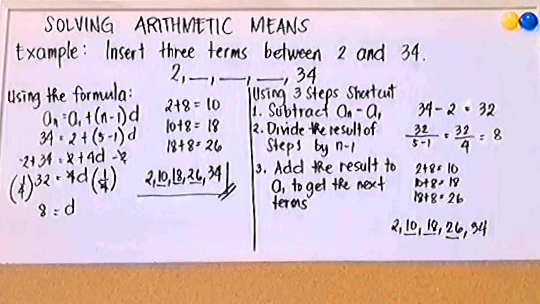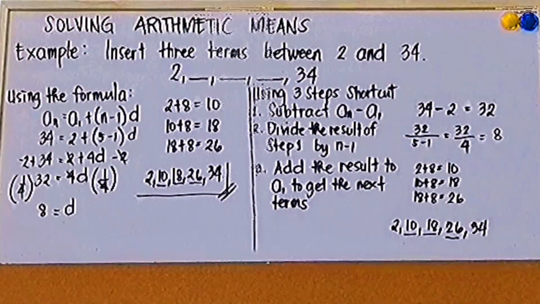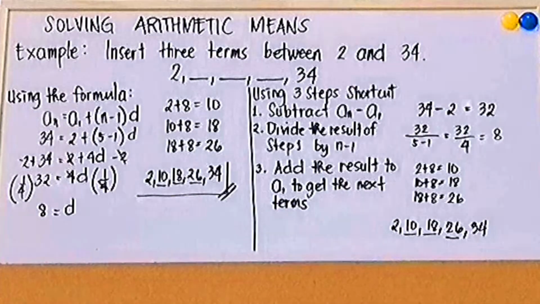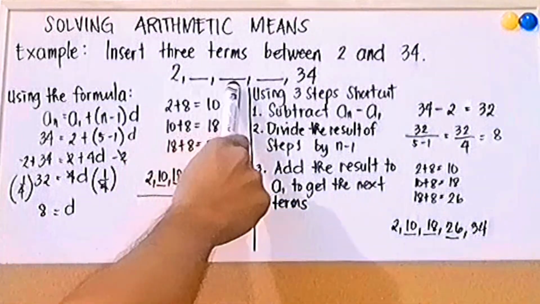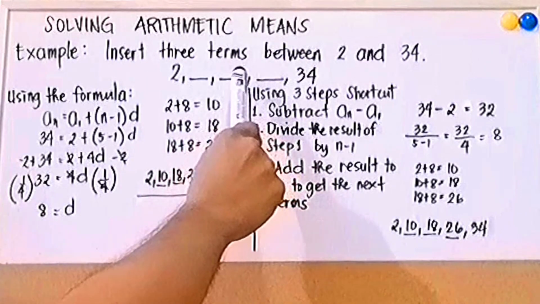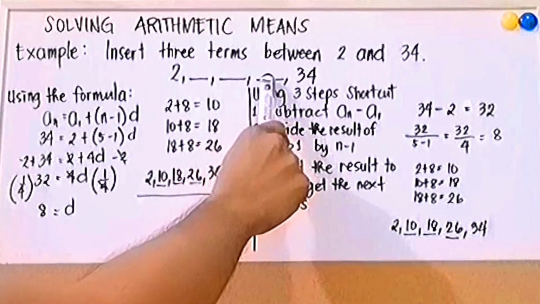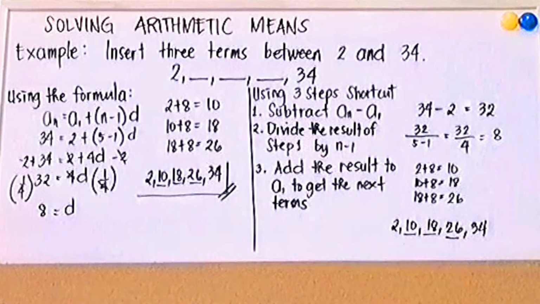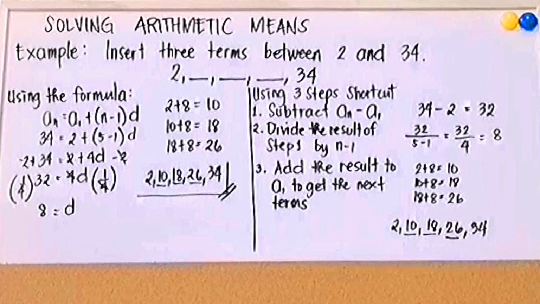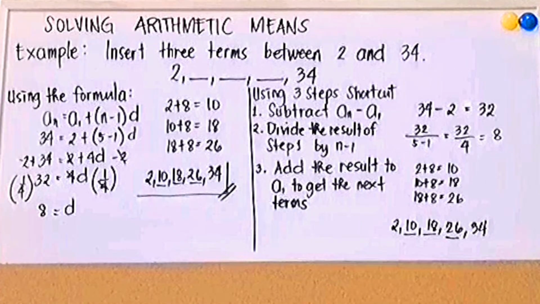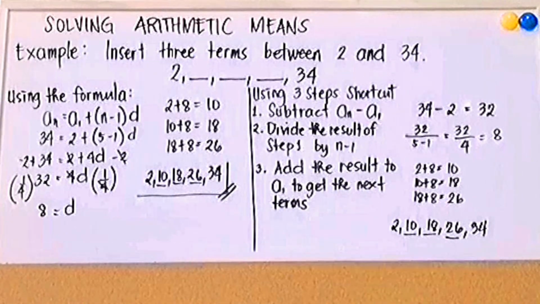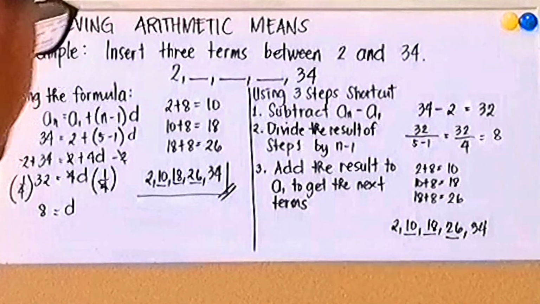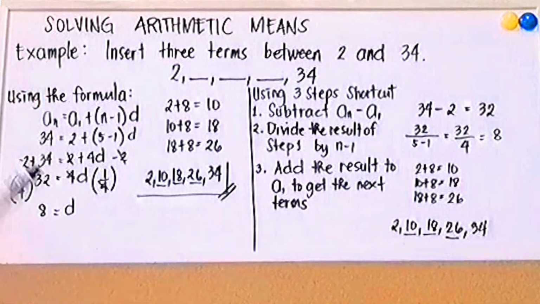Example, insert 3 terms between 2 and 34. In figures, that is 2 and then 3 blanks, which represents the 3 arithmetic means, and then 34 is the last term. So, to solve this one, I'll be introducing to you 2 ways. The first way is using the formula, while the second way is by shortcut method. So the first method is using the formula.